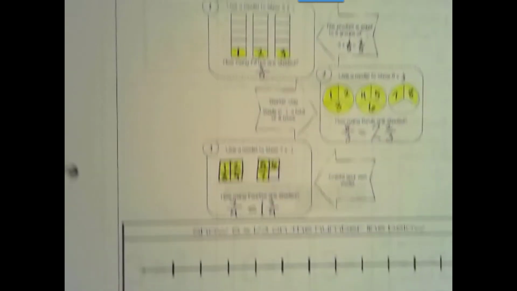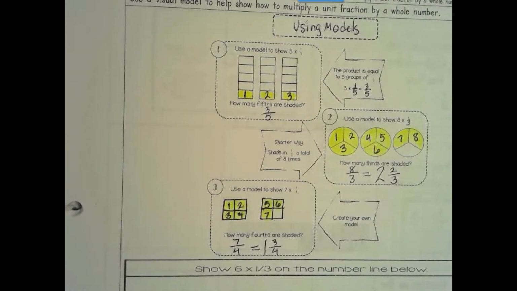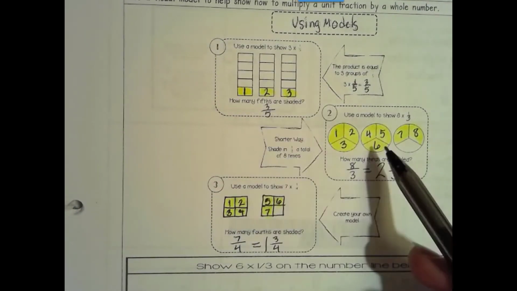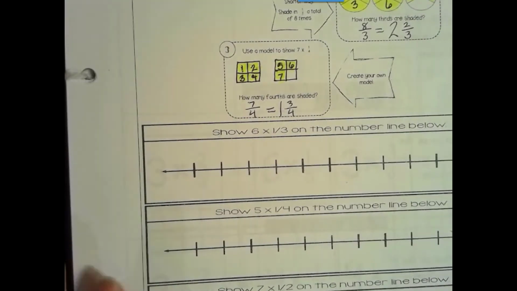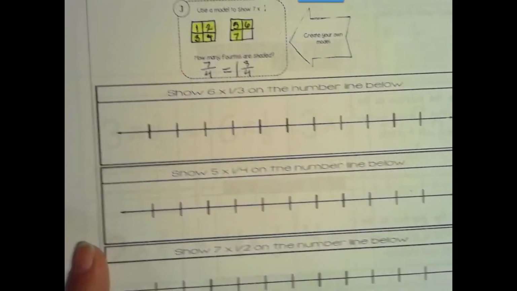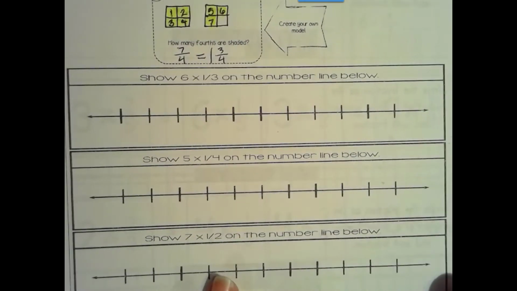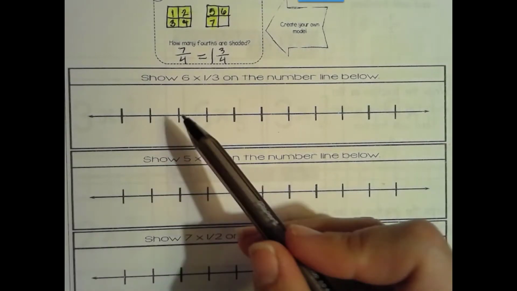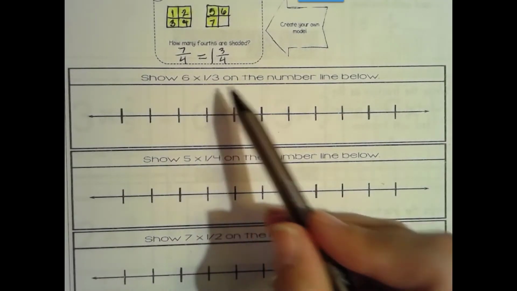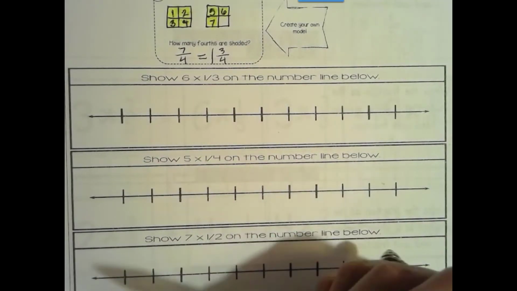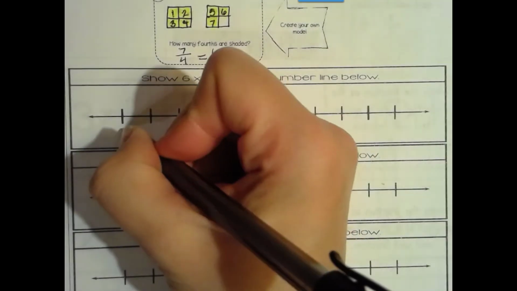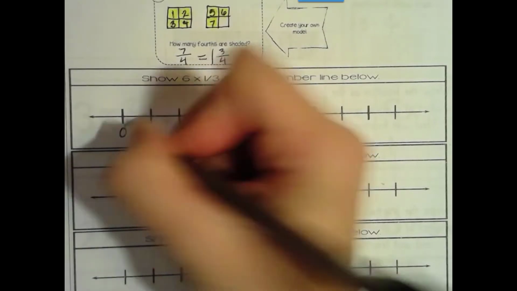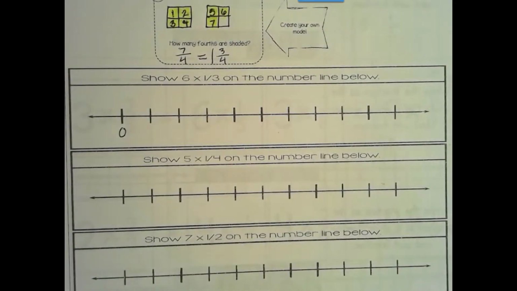So this is how you could use our visual models in rectangles and squares, cut into those different units, but we can also use number lines. So below, we're going to look at using number lines. Here it says to show 6 1/3 on the number line below. So first thing we have to do is actually label our number line. So we always start at 0. We haven't taken any spaces.